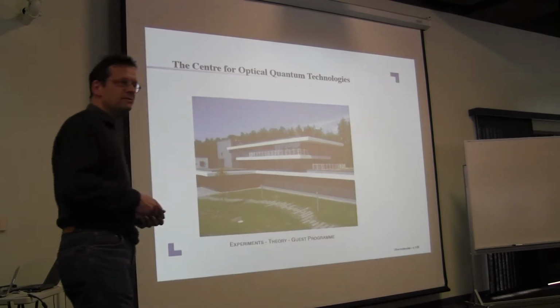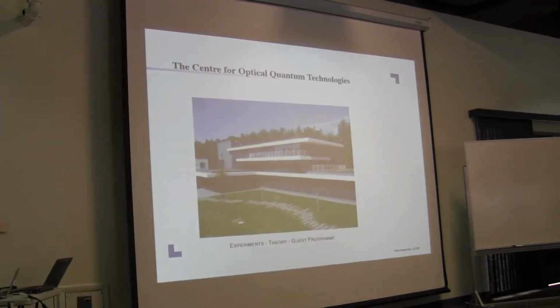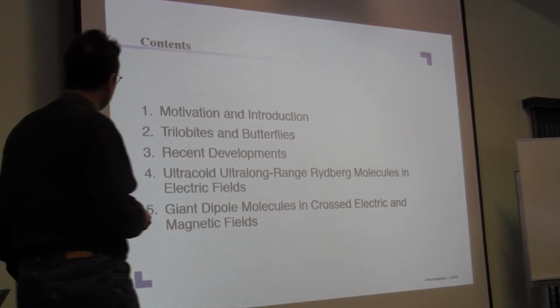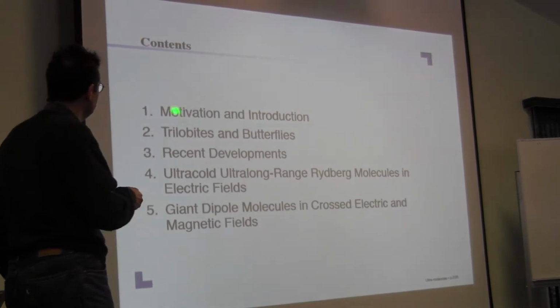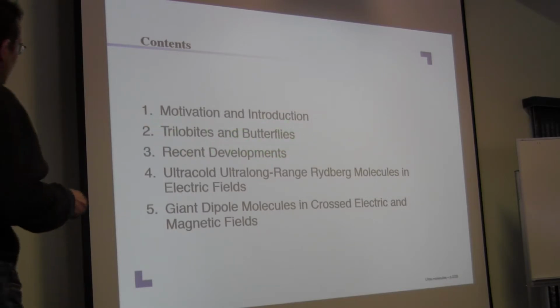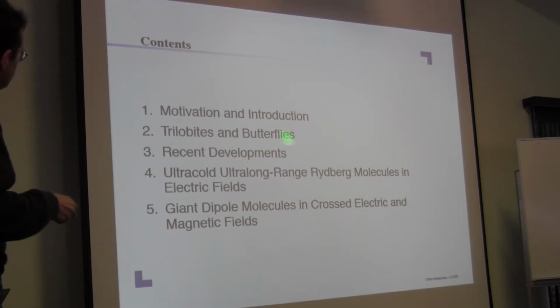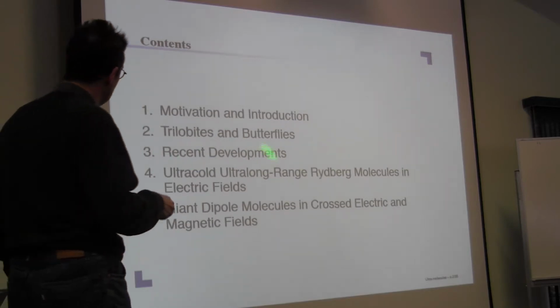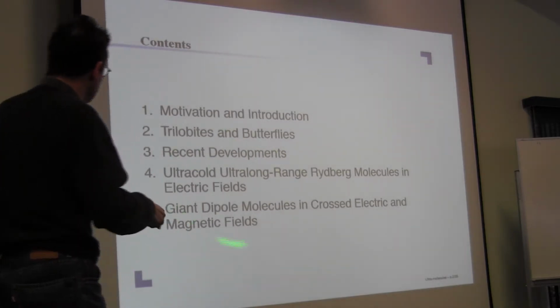Now, that you have seen, this is back in Hamburg, the place I come from, the Center for Optical Quantum Technologies. Now, let me give you a brief outline of the contents. I will give you quite a lengthy motivation and introduction, then coming to two important classes, so-called trilobites and butterflies, which are specific features of the ultra-long-range molecules. Then some facts about recent developments, experimental and theoretical. This is just a short description. And then this is the main part.